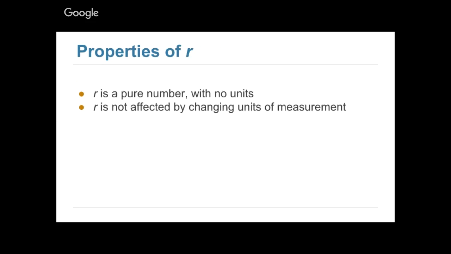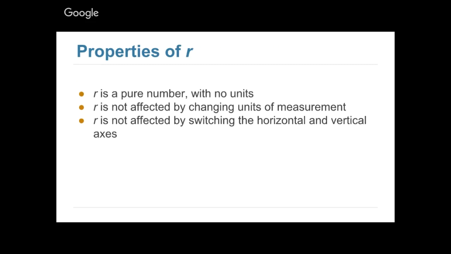That being said, R is not affected by changing units of measurement. So even if I switch, say, from inches to yards or feet to meters or something like that, my correlation coefficient R will still remain the same value. It measures that linear relationship and is not based on the units that the data came in. In addition, if I flip the x and y axes, R stays the same. Okay. So I'm going to show you some of that.